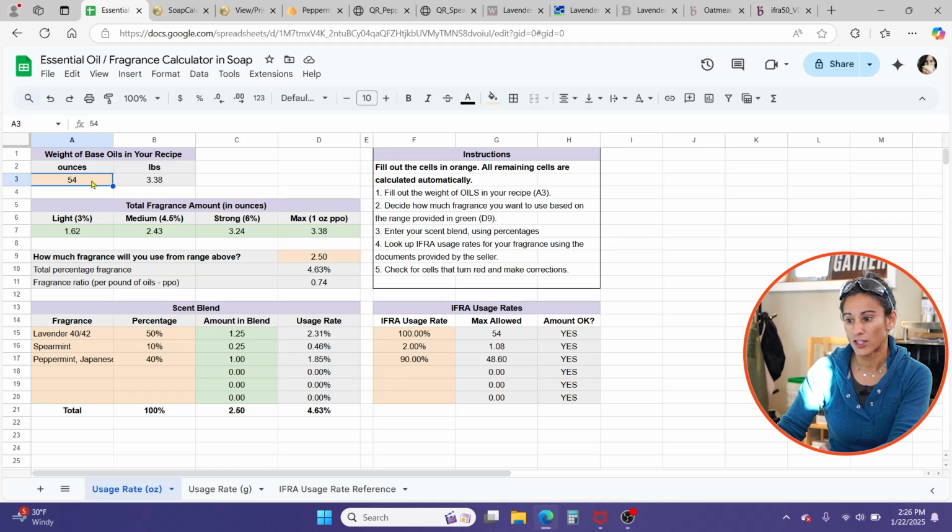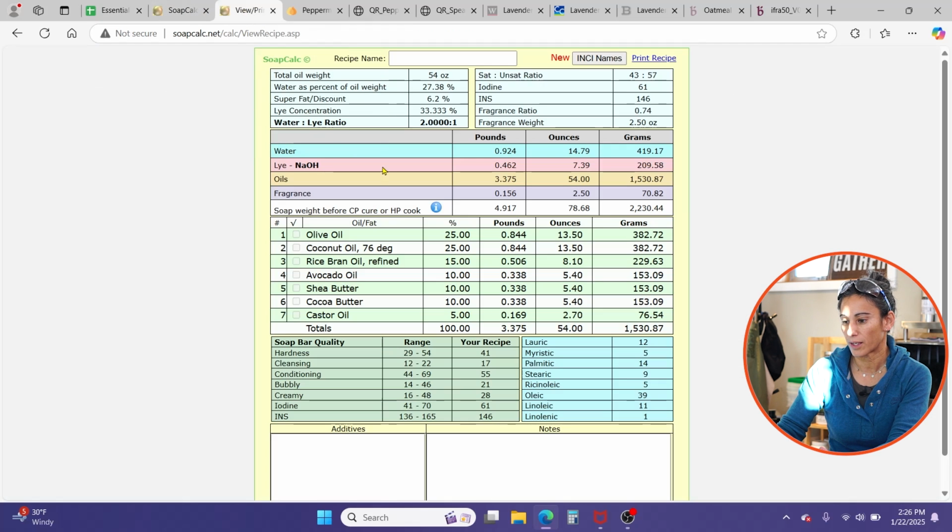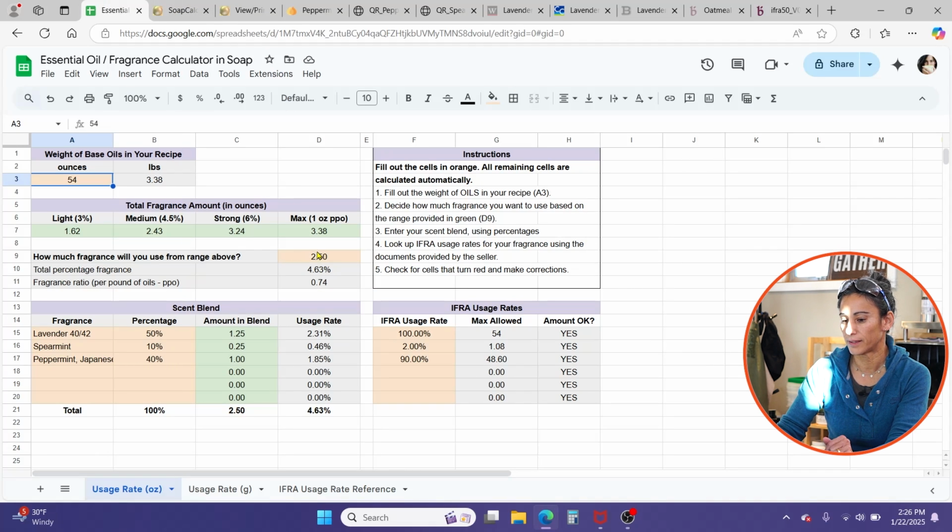So figure out your batch size. Again, if you go to Soap Calc, it'll tell you here the amount of oils in your recipe, 54 ounces. And then you want to review this range. And again, this range might differ depending on where you live, what your assessments might be in certain countries, whatever you feel is appropriate. I would say that this is the absolute max that you want to use in soap, but let's say you follow the recipe that we got from the Brambleberry website. They had 2.5 ounces for their fragrance.